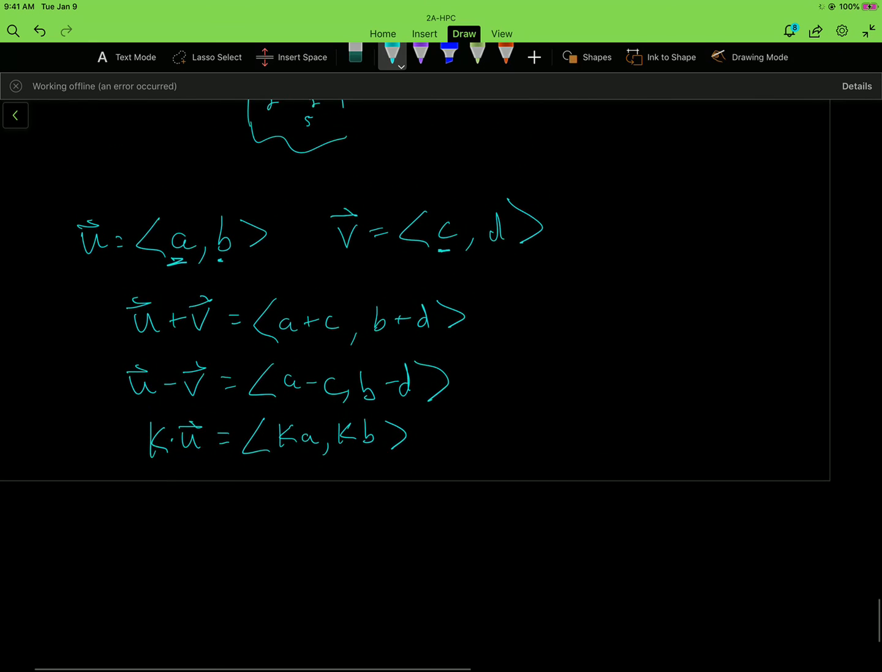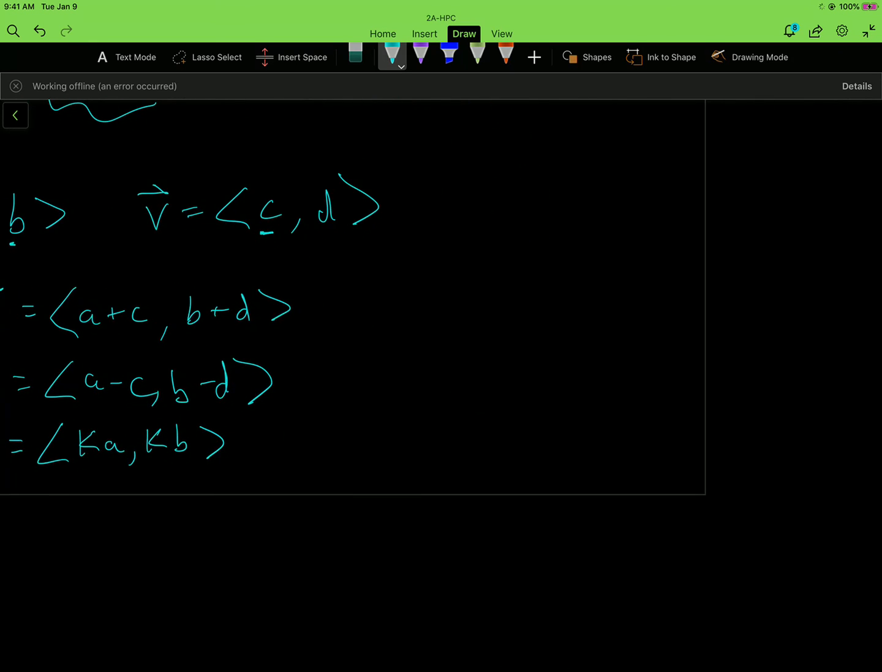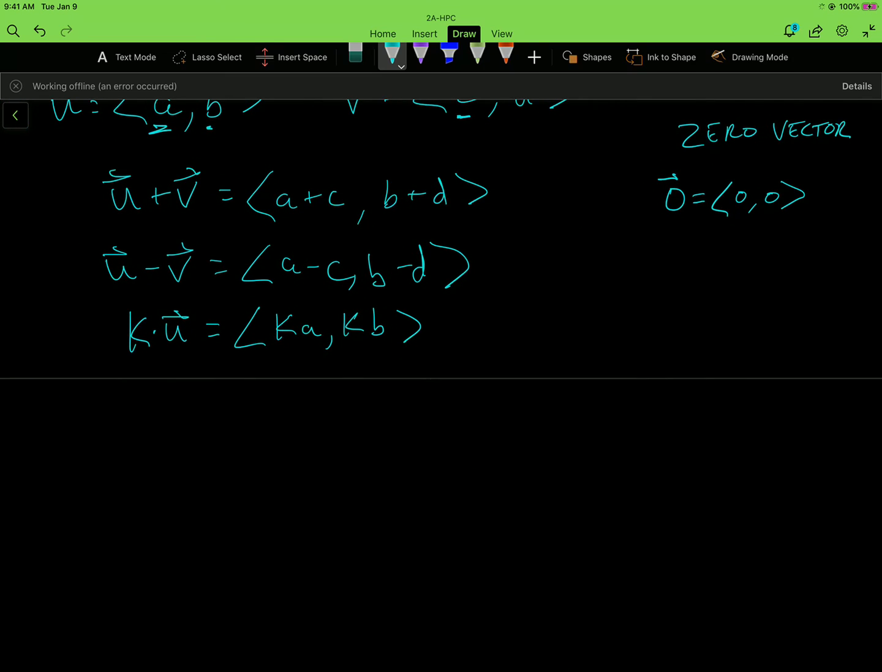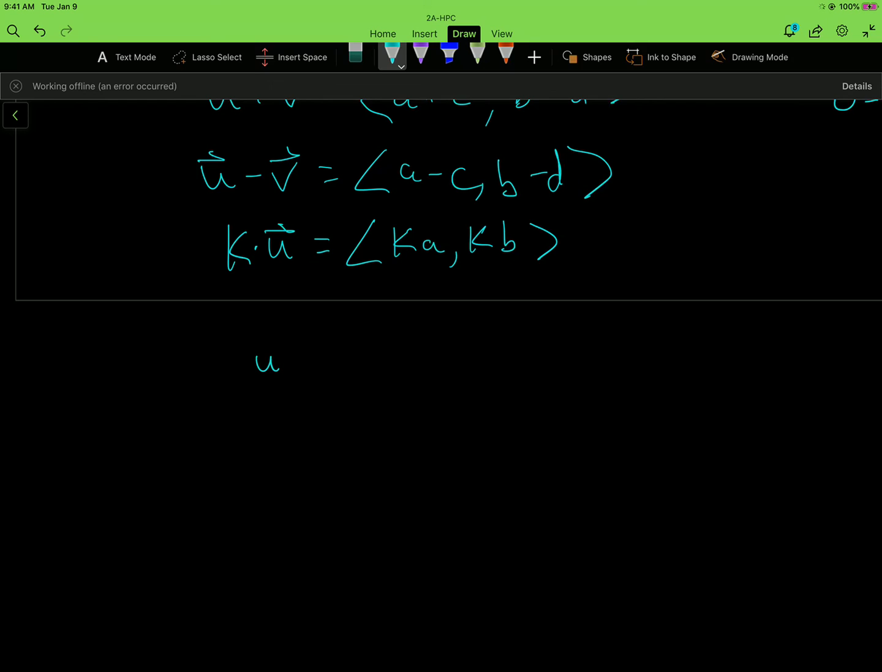And there are a bunch of properties that hold. There is a special vector we should talk about. We talked about the unit vector. It's 1 unit long. We also have a zero vector, which is 0 units long. The zero vector will be written as 0, and its components are 0, comma 0. That's a zero vector. So a lot of the properties of algebra hold. For instance, the commutative property. If I add vector u plus v, that will be the same thing as vector v plus vector u.